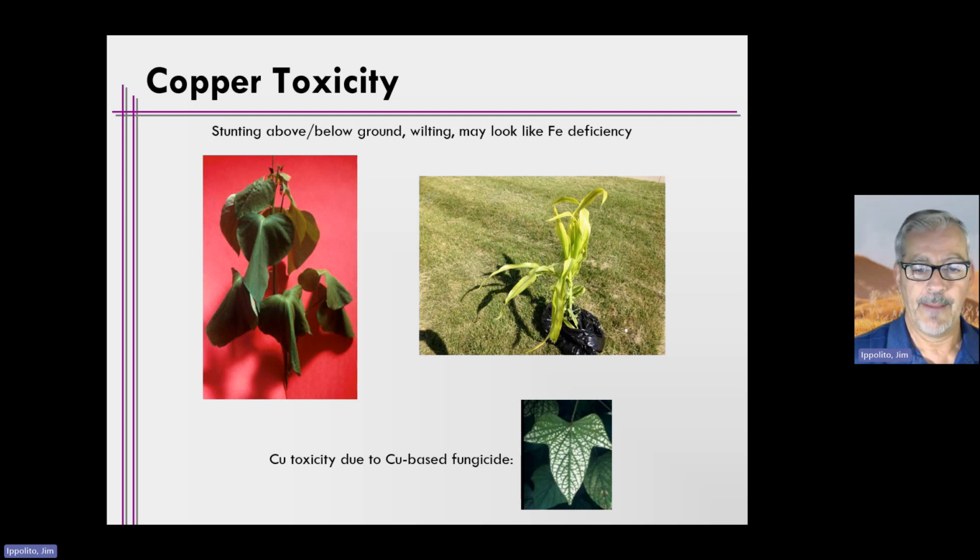Sometimes we'll see copper toxicities in areas where fungicides are applied that contain copper. And so instead of the leaf wilting or looking like an iron deficiency over the entire plant, the leaf might actually turn white, like you see in the bottom right-hand corner. And that's simply due to over-application of copper-based fertilizers. Sometimes this happens in viticulture or other, say, fruit trees.